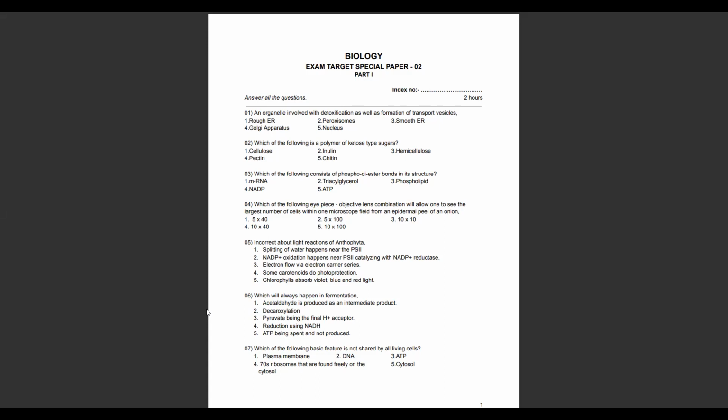Then pyruvate being the final hydrogen acceptor. Pyruvate is not the final hydrogen acceptor. Now, if we take ethyl alcohol fermentation, the final hydrogen acceptor is acetaldehyde. And when we come to lactic acid fermentation, the final hydrogen acceptor is lactic acid or lactate. It's not pyruvate. Answer number four, reducing using NADH. Yes, that's correct. Here they reduce using NADH and NADH oxidizes into NAD plus, right? And the fifth one, ATP being spent and not produced. No, in both fermentation types, two ATP molecules will be produced. So here the answer should be the fourth answer, right?